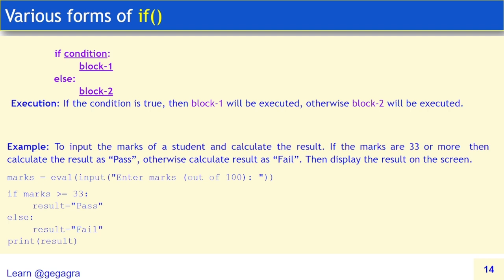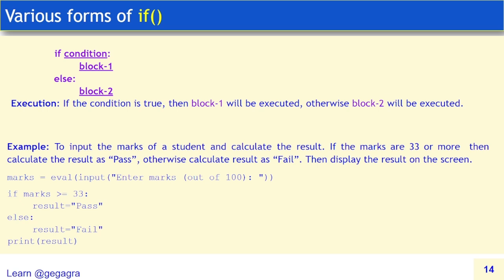So for example, to input the marks of a student and calculate the result: if the marks are 33 or more, then calculate the result as pass, otherwise calculate the result as fail. So what should be the code, or what should be the script?